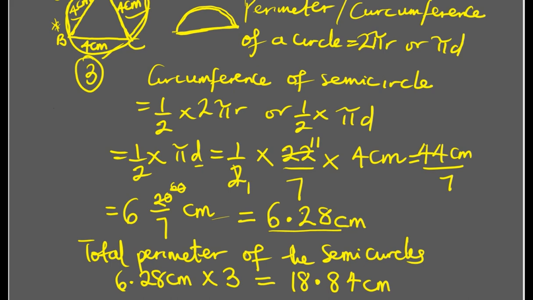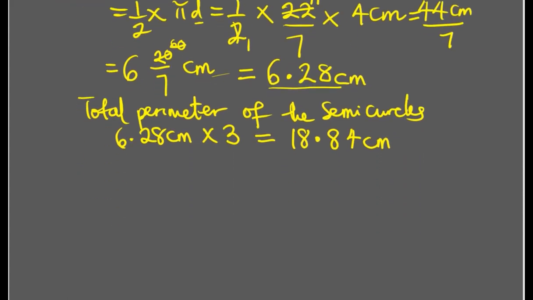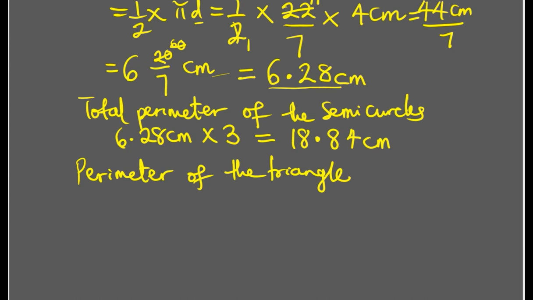So now look at the triangle. We also have to find the perimeter of the triangle. For the triangle, we have 3 sides, and all the 3 sides are equal. That's why we have 4 centimeters, 4 centimeters, 4 centimeters. When finding the perimeter of a triangle, you add up all the 3 sides. So the perimeter of the triangle is 4 centimeters plus 4 centimeters plus 4 centimeters. That tells you that it is an equilateral triangle, because all the 3 sides are equal. A triangle whose 3 sides are equal is called an equilateral triangle. So this is 4 times 3, that will give you 12 centimeters.